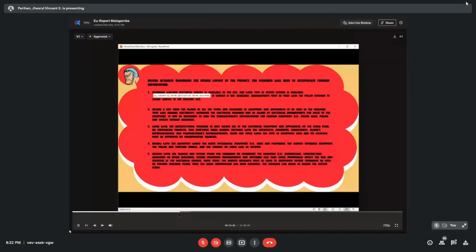The service entrance must be sized to anticipate future expansion as well as building plans. Once the basic information has been gathered, the designer can begin to design the system itself.